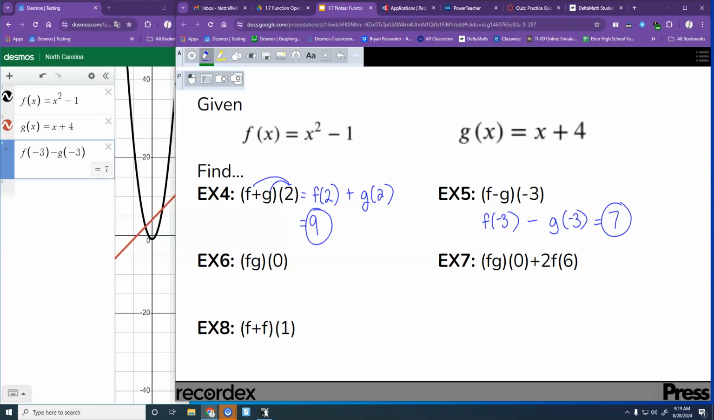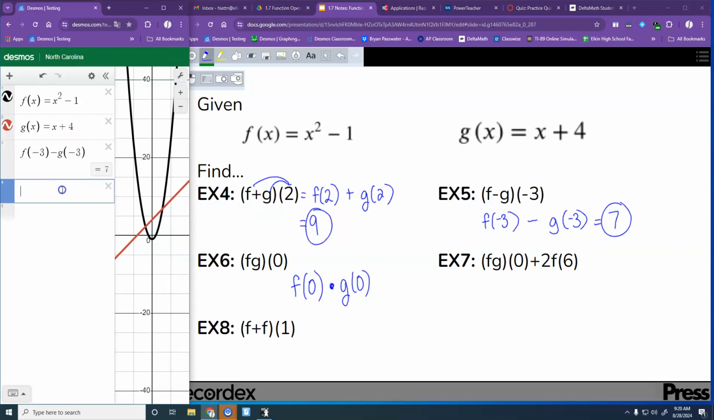All right. What about 6? What's that going to look like? F of 0, g of 0. What's happening between those two? Is it being added, subtracted, multiplied, divided? It's multiplied. If I just have 2 letters next to each other, it means multiplication.